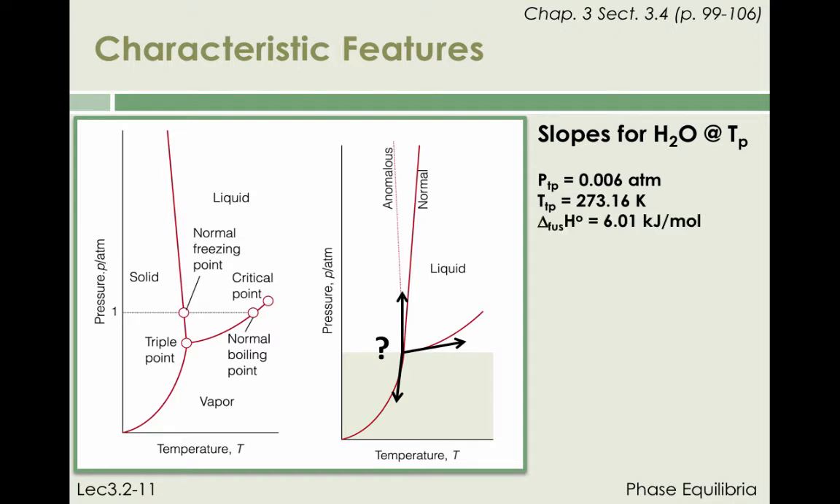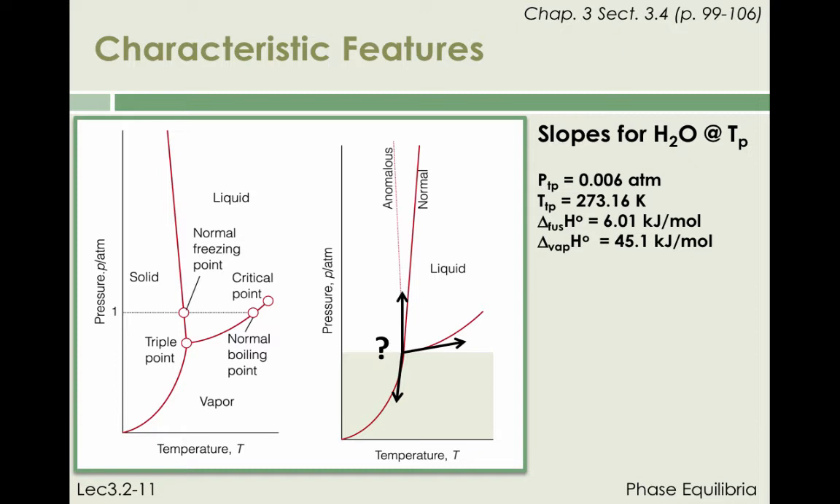The standard enthalpy change for the fusion process at 0 degrees C and 1 bar is 6.01 kilojoules per mole. Similarly, we quoted in Chapter 1 a standard enthalpy change for the vaporization process at 0 degrees and 1 bar, or 45.1 kilojoules per mole.